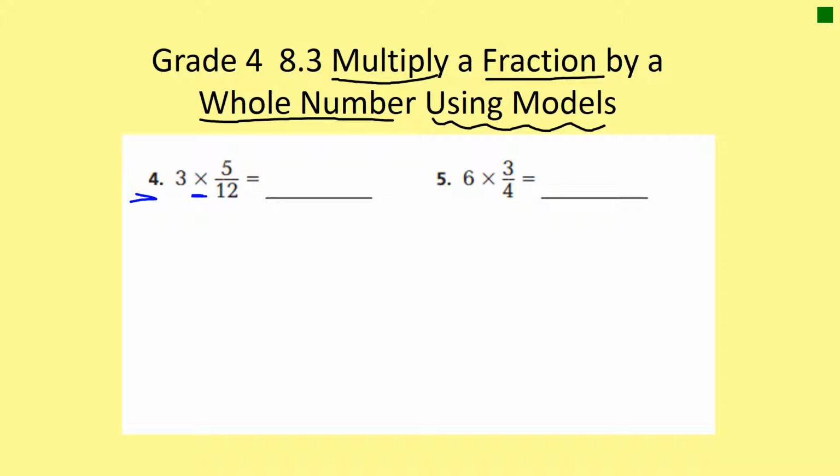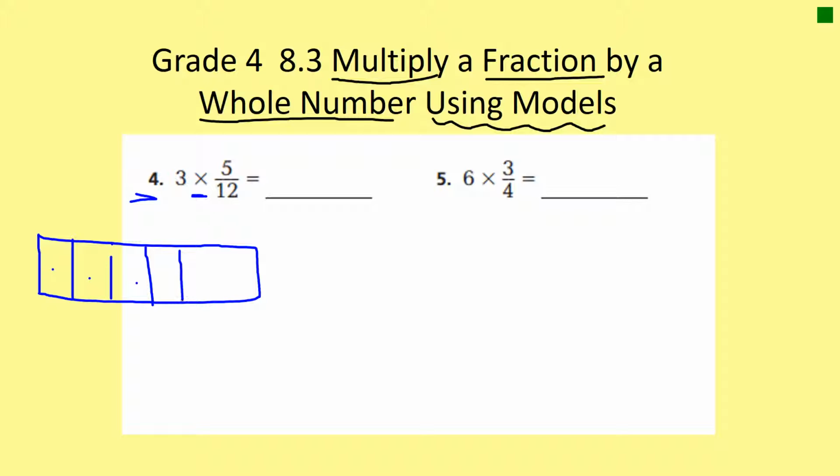Okay, so you know that multiplication is sets of or groups of, right? So in number 4, we have 3 times 5/12, or 3 groups of 5/12. So if you wanted to use a model for that, you could do, twelfths are kind of little, aren't they? Well, compared to half or something, right?